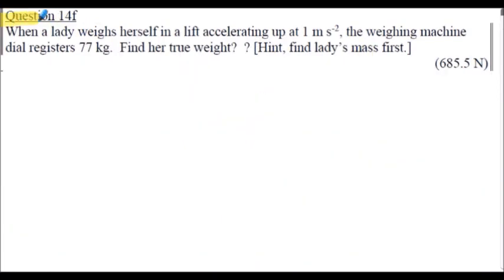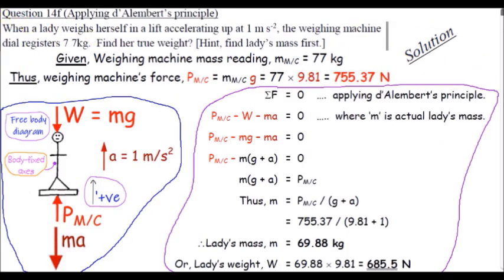Here's question 14F, repeated for your convenience. And here's the solution for question 14F. Again, I'll let you review this at your own pace. Always commence with a free body diagram. Applying D'Alembert's principle, what you will need to do is to factorize on the mass here, factorized on this particular line here. By rearranging the first law, we can find the lady's mass, and of course then we can find the lady's weight, knowing gravitational acceleration on Earth.